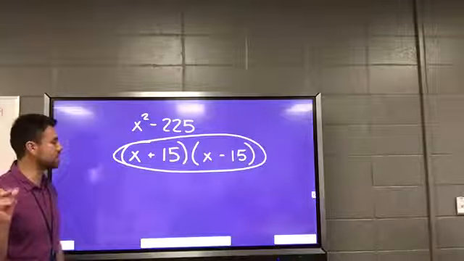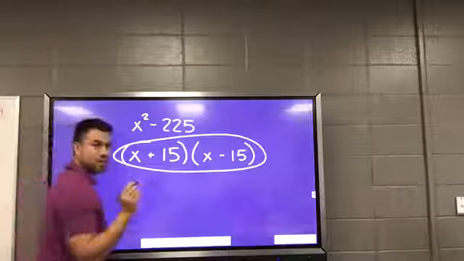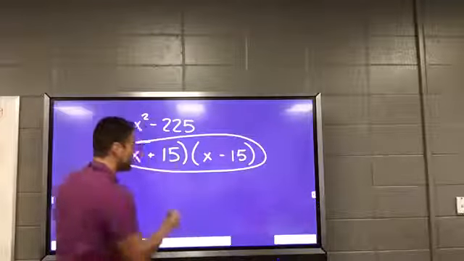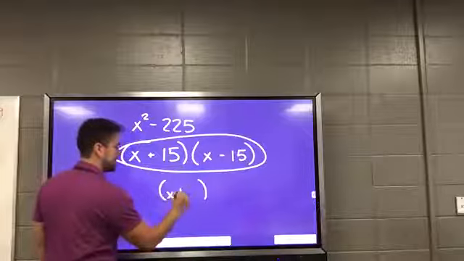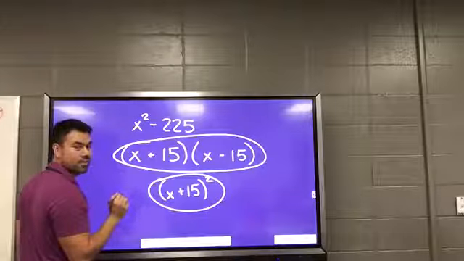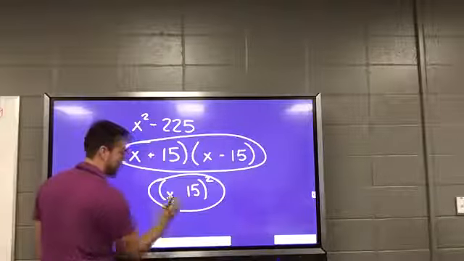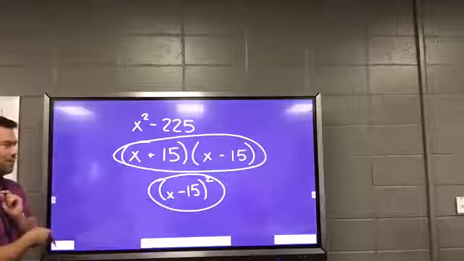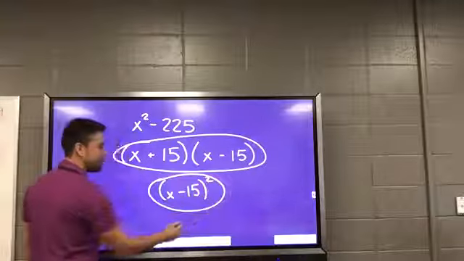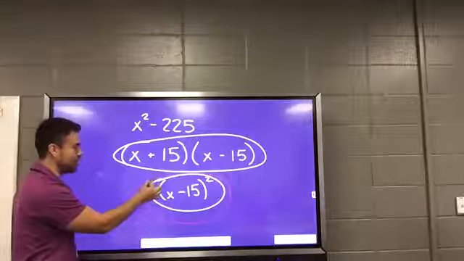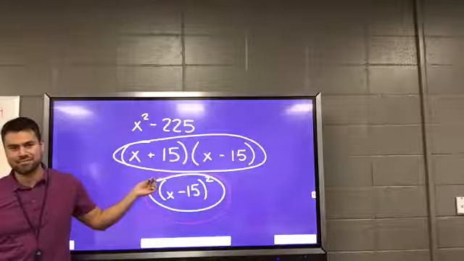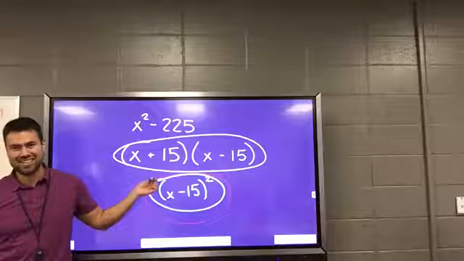But I need to ask this question here. You know what, Matt? I like saving space and I like saving paper. So I want to rewrite my answer like this. You guys are super picky because they're the same thing. Why is that not right? Because negative 15 squared would not give you negative 225. It would give you positive. Anything doubled, you cannot make it a negative.